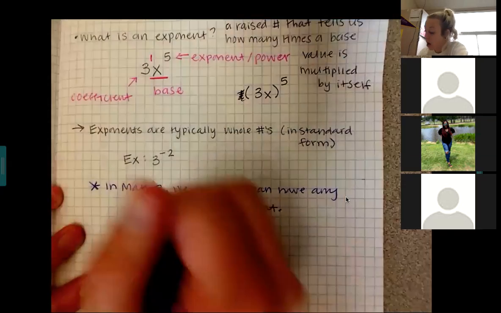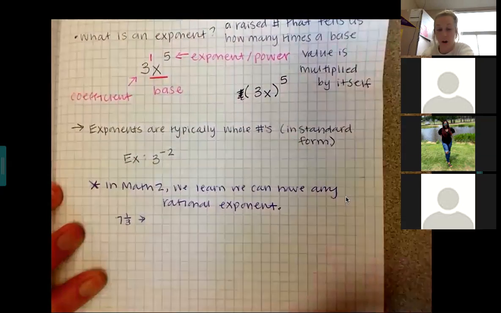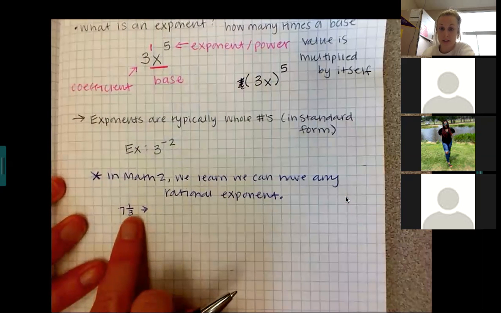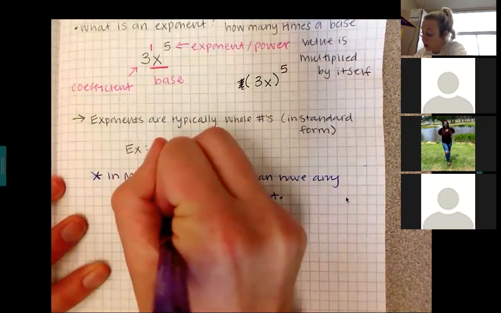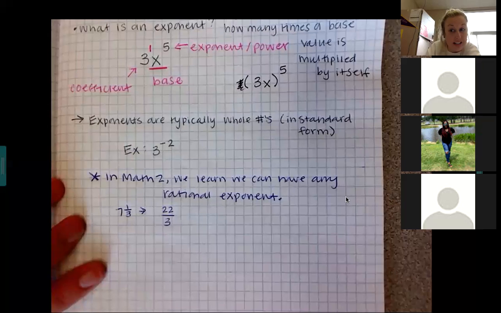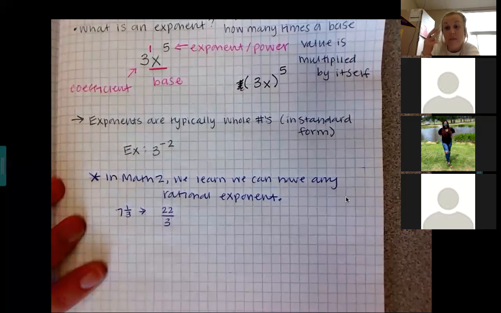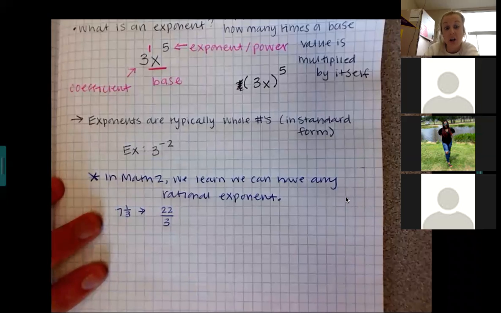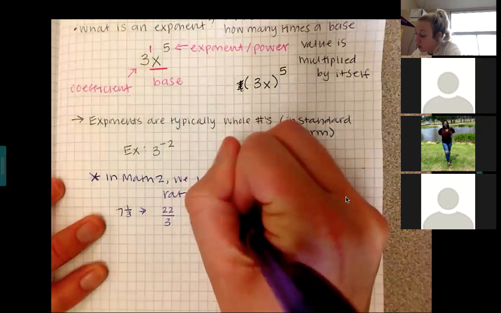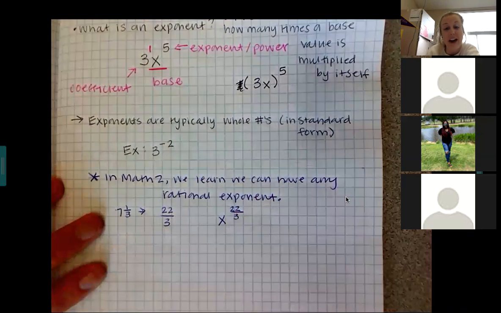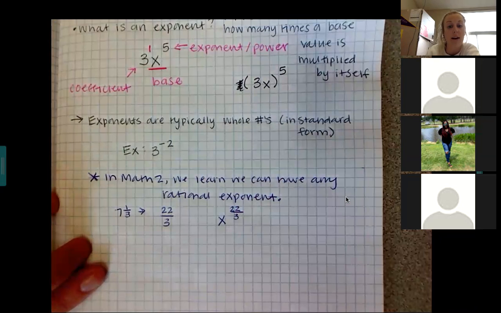So 7 1/3 as an improper fraction. Remember, we talked about this last week. 3 times 7 is 21, plus 1 is 22. So 22 thirds. You can actually have 22 thirds as an exponent. It's not negative, so we can visualize what that is. It's 7 1/3. In math 2, we're going to get to this next week, but I can actually have x raised to the 22 thirds. We're not going to worry about that today. We're just going to stick with whole numbers today. But I do want you to know that we are going to get into rational exponents next week, where our exponents are ratios. Okay?